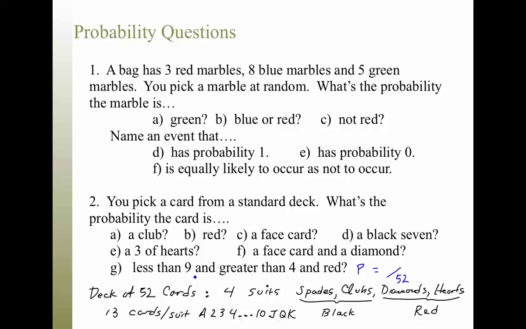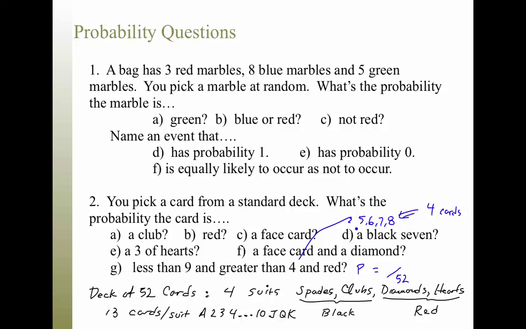Okay, so less than 9 and greater than 4. Let's just do the numbers first. What values on the cards are less than 9 and greater than 4? 5, 6, 7, and 8. She wants 5, 6, 7, and 8. Agree? So 5, 6, 7, and 8 is how many cards? That's four cards. But then it has to be red too.